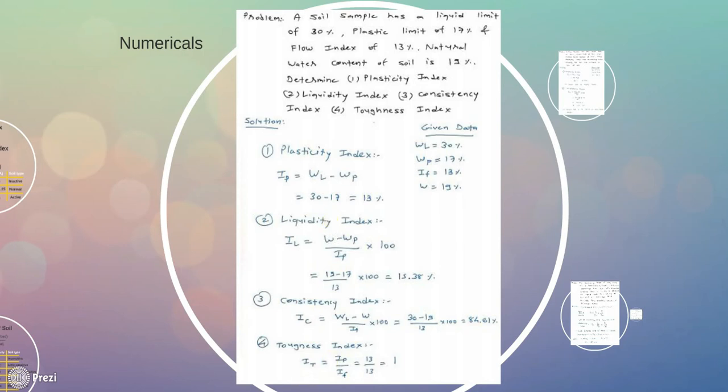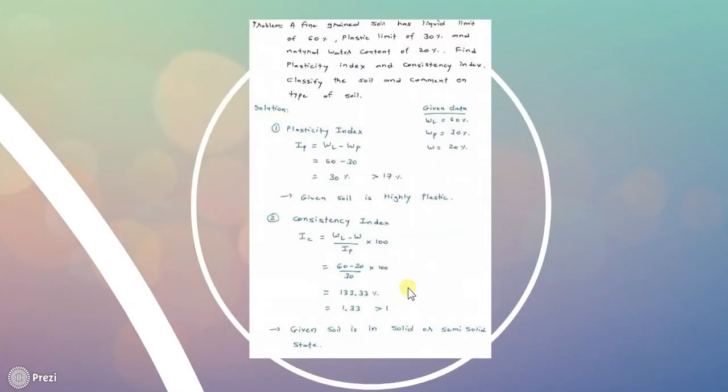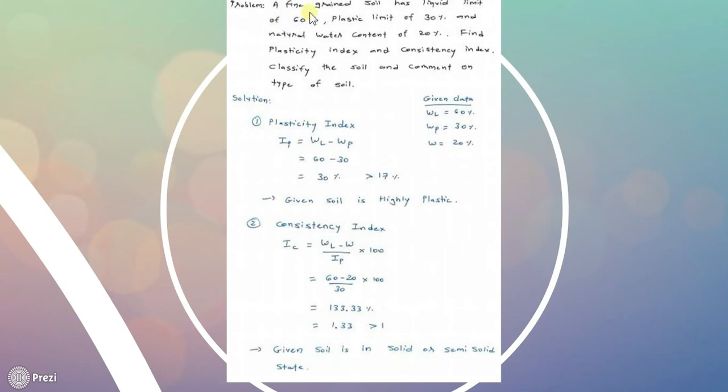Let us go to the next problem. Problem 2. A fine-grained soil has a liquid limit of 60%, plastic limit of 30%, and natural water content of 20%. Find the plasticity index and consistency index, as well as classify the soil and comment on the type of soil.